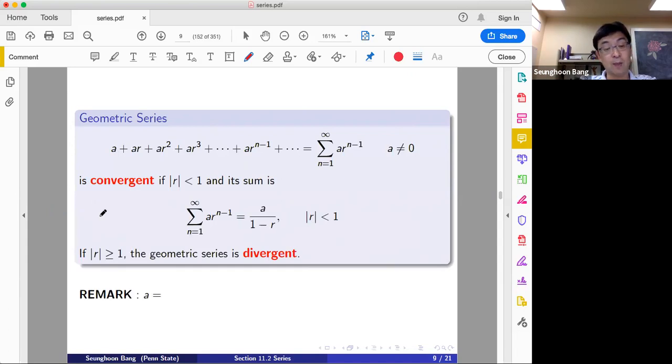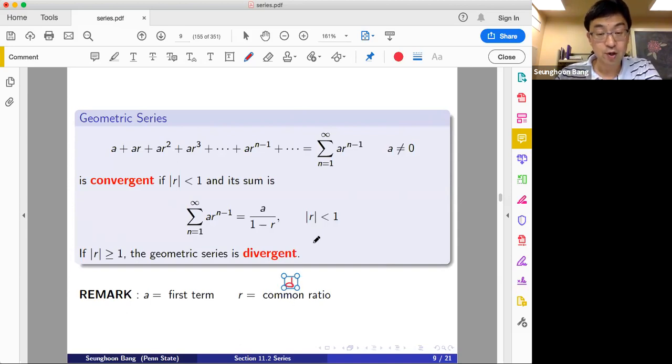So we have names. a is the first term. r is the common ratio. The common ratio. Is that right? So this is the whole idea. So why do you call r the common ratio? Why do you call r the common ratio?